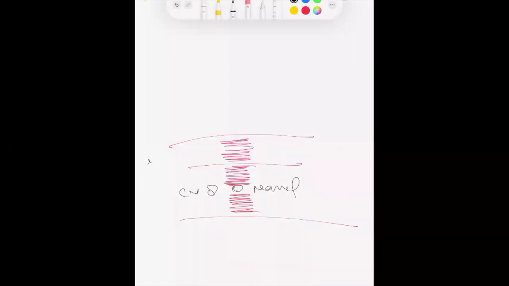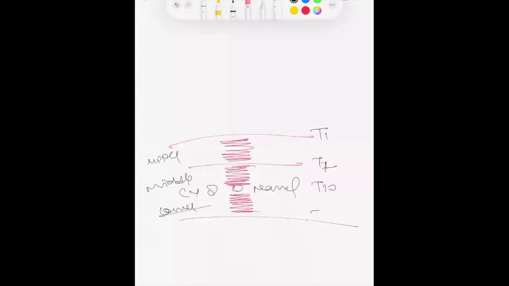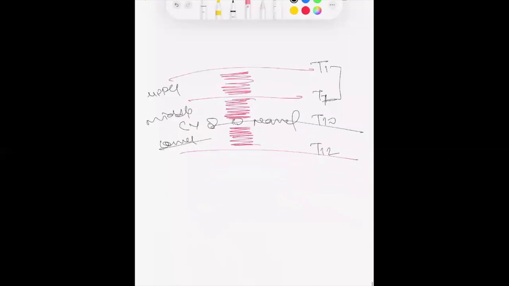So this is the upper thoracic. This is the middle thoracic. This is the lower thoracic. Or these are T1 to T7, T7 to T10, and these are T10 to T12. In this way, we can rectify all the problems. When we talk about T1 to T7, in the back side we have thoracic spine. In the front side, we have lungs and heart.